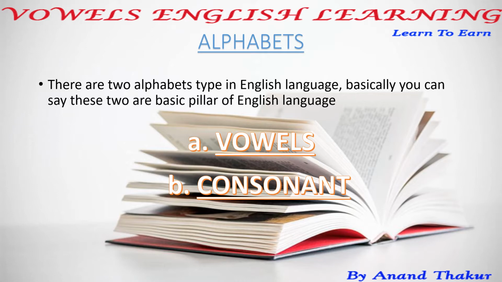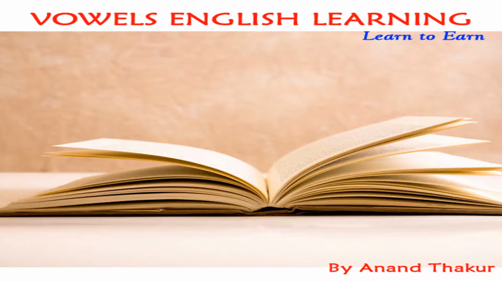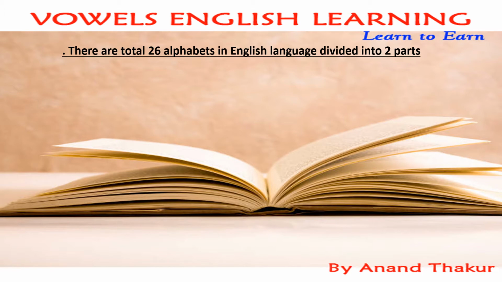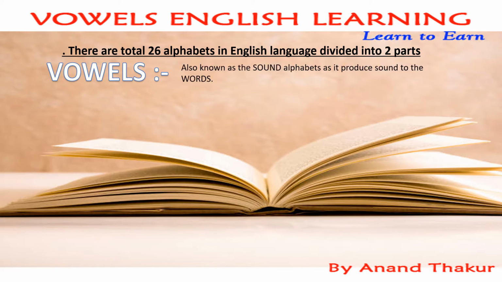As in Hindi we also have alphabets that are known as Varn, and in Hindi we have Swar and Vyanjan. Similarly we have the same thing in English, and that is vowels and consonants. There are a total of 26 alphabets in the English language divided into two parts. The first one is vowels, also known as the sound alphabet as it produces sound in words. Out of 26 alphabets there are a total of 5 vowel sounds: A, E, I, O, and U.